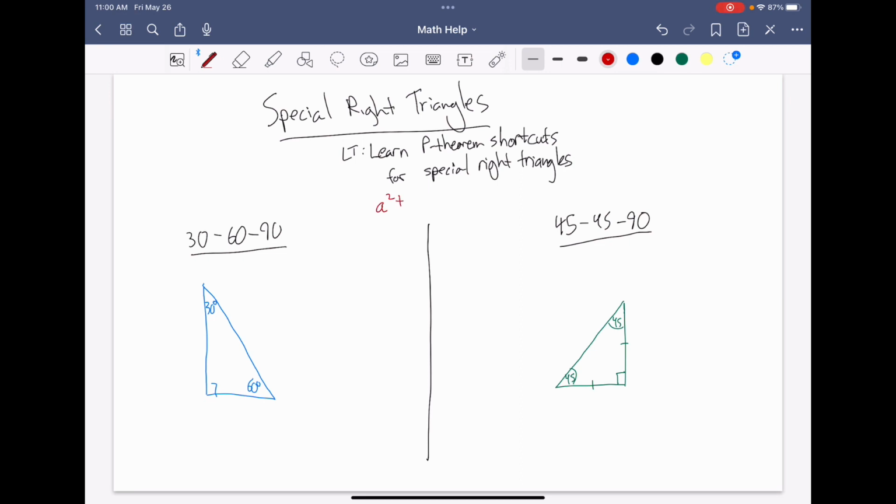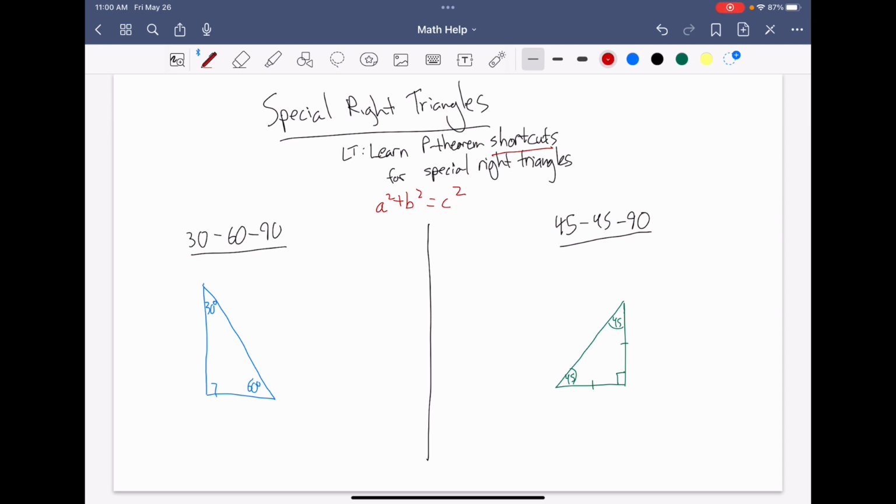Now, all of this hinges off the Pythagorean theorem: a squared plus b squared is equal to c squared. And ultimately, what special right triangles are, they're shortcuts. There are ways that we can avoid having to crunch all the numbers, do the a squared, b squared, and c squared, if we have a certain kind of triangle. All right? And so what I'm going to do is first show you how it works, the pieces of it, and then we'll go through an easy, medium, and a hard example for each kind.